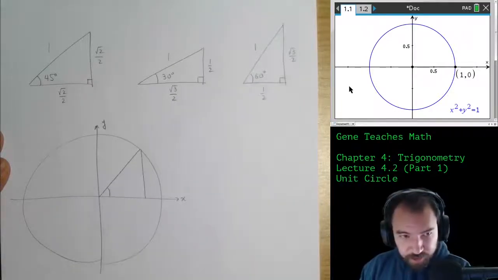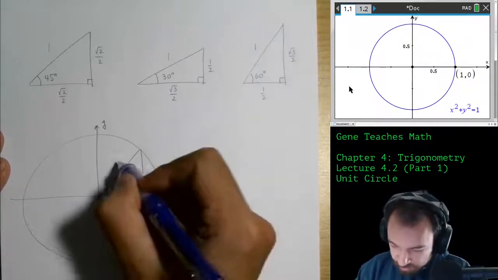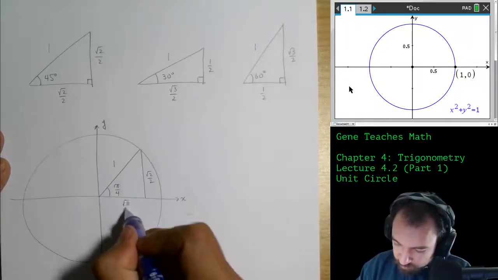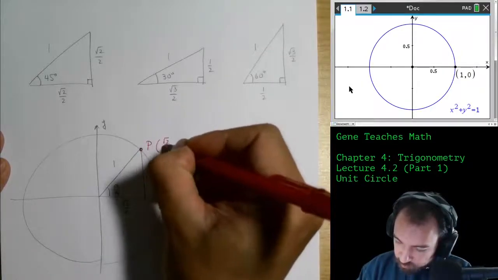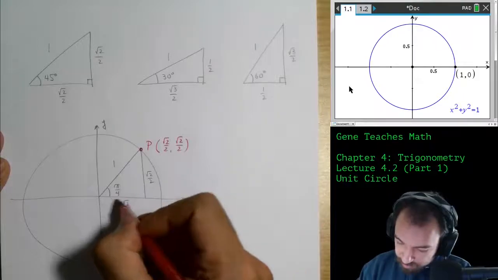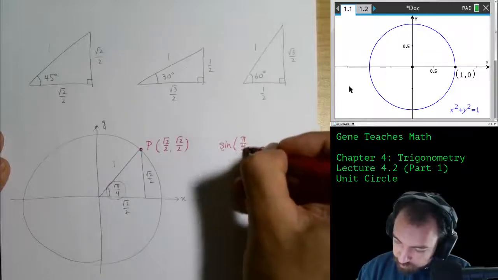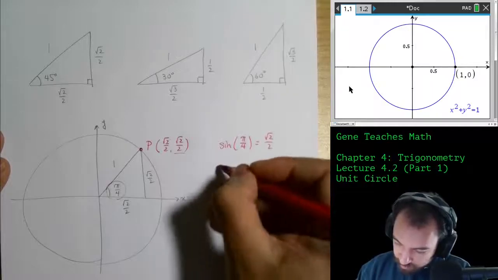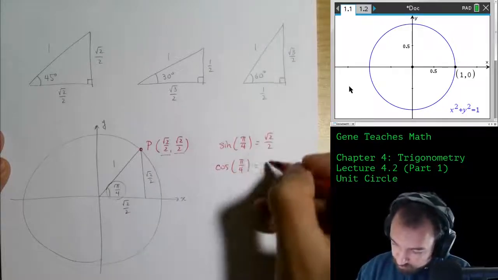And this angle right here, 45 degrees, is the same as pi over 4 radians. And since the hypotenuse is 1, this is the square root of 2 over 2, and this is the square root of 2 over 2, which will make this point root 2 over 2, comma, root 2 over 2. Which actually means then, I can say for this angle that sine of pi over 4 is equal to the y-coordinate, which is square root of 2 over 2. I can say cosine of pi over 4 is the x-coordinate, which is square root of 2 over 2.